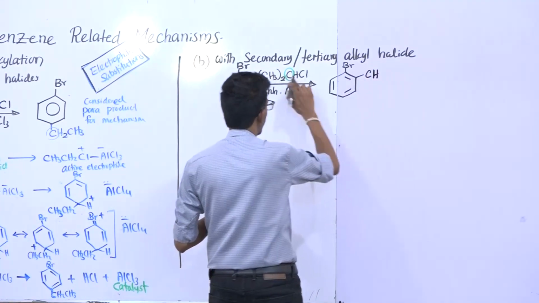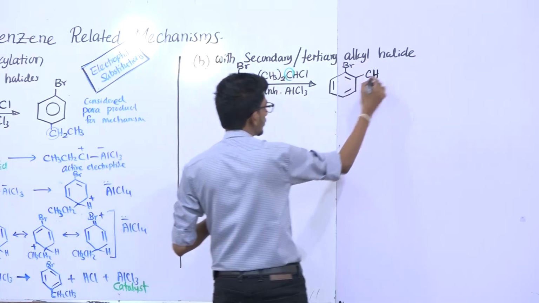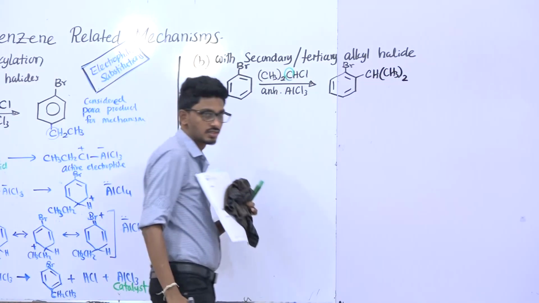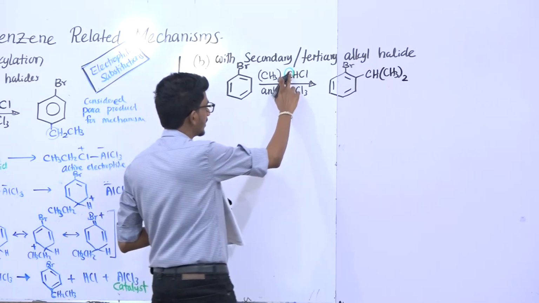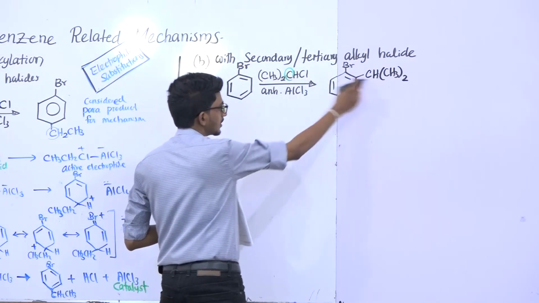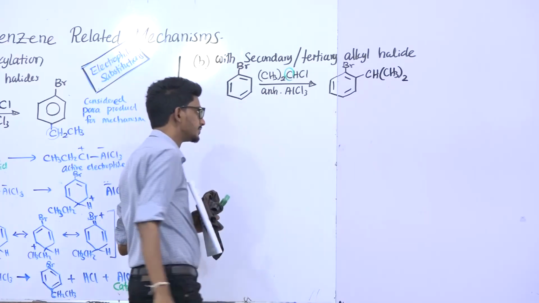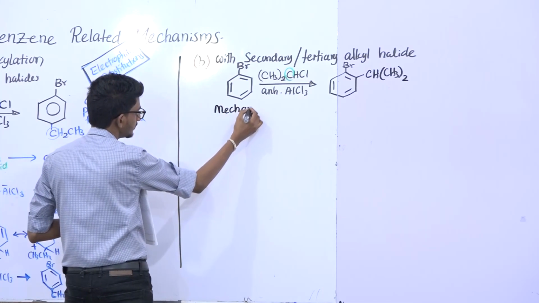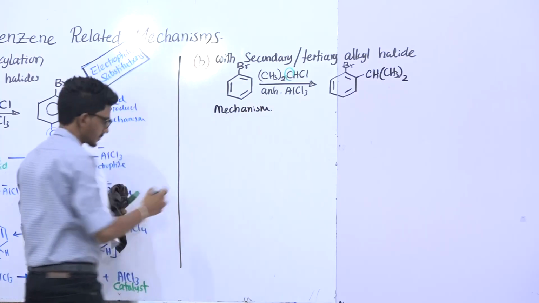So that carbon is with one hydrogen and two CH3 groups. Right now? This carbon is with one hydrogen and two CH3 groups, right? So this chlorine leaves. So let's try the mechanism.